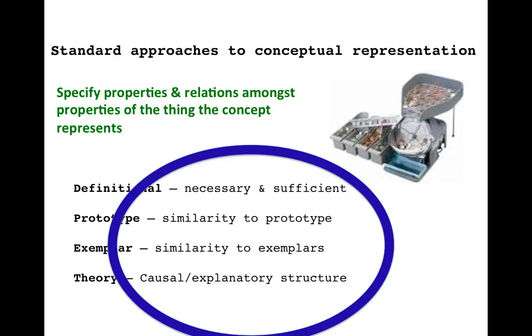And different approaches specify what properties are important and what relations amongst properties are important in order for something to be categorized as belonging in a given category. Notice that in this case, the focus is on properties of the things represented and the relations amongst properties of the things represented. These approaches do not consider the form of the conceptual representation itself. And it is the form of the conceptual representation which encodes the perspective that we take when we use that concept to think about something.